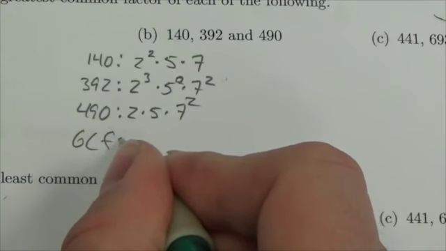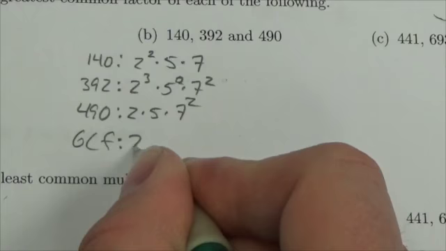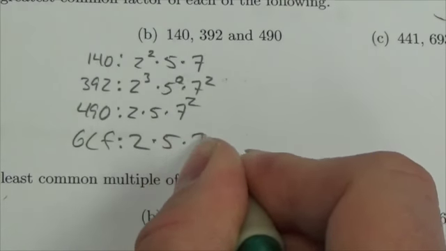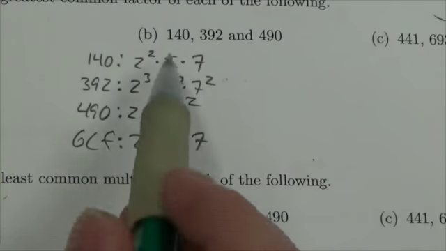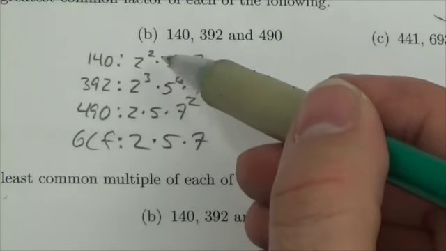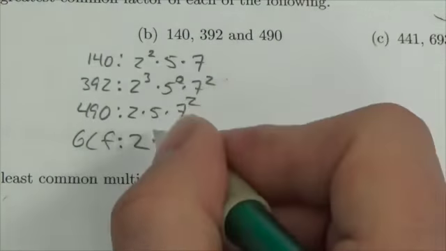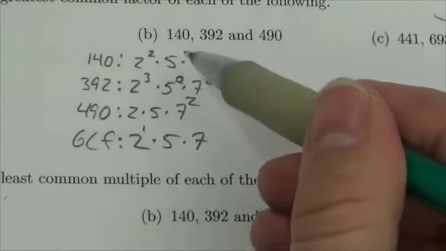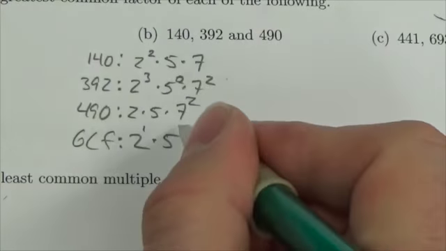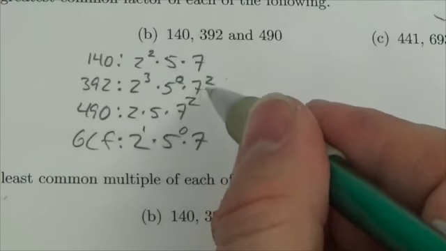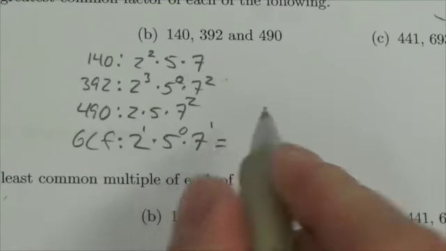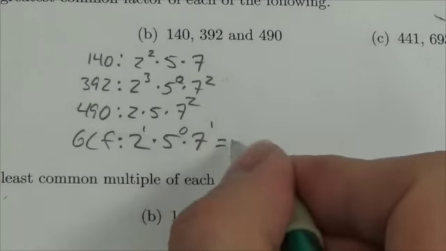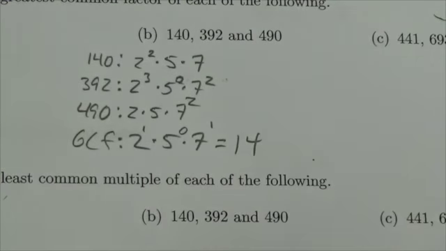And my greatest common factor, again, is going to be 2 times 5 times 7, again, with the least exponent amongst all of these. So between the 2, the 3, and the 1, it's going to be 2 to the 1. Between the 1 and the 0, it's going to be 5 to the 0. And I've got 2 2s and a 1 here, so it's going to be 7 to the 1. So my answer here is simply going to be 2 times 7, or 14, the greatest common factor of all those 3 numbers.